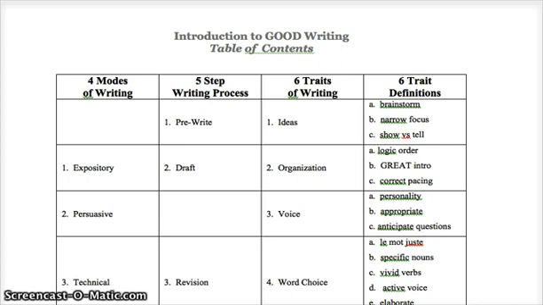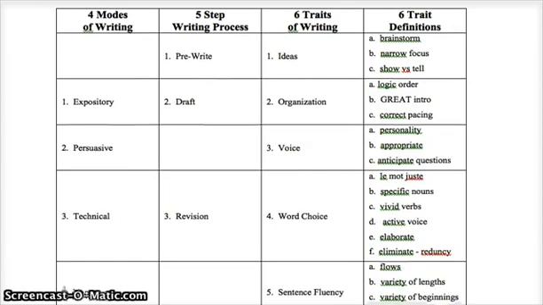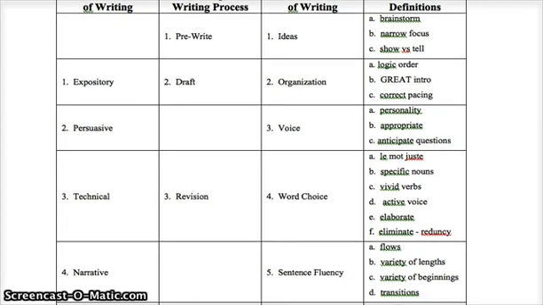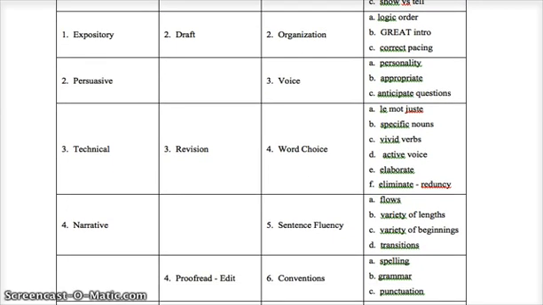The next step is you're going to draft. You're just going to get your ideas very quickly on paper. To do that, you're going to focus on the organizational trait of writing. You're going to think about what kind of logical order you are going to put it in, come up with a great introductory sentence and paragraph so that your reader wants to read more, and you're going to focus on correct pacing, spending lots of time on details that are significant, little time on details that are insignificant. You're going to work on adding your own personality or voice to your writing so that it is engaging for the reader, and you're going to make it appropriate for whatever the purpose of the writing assignment is.